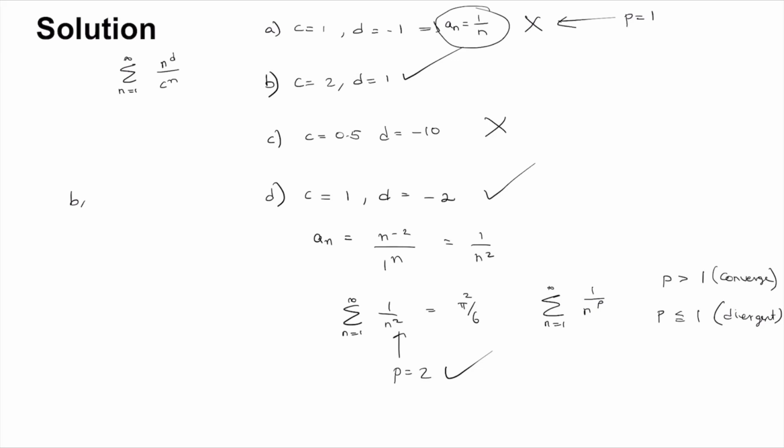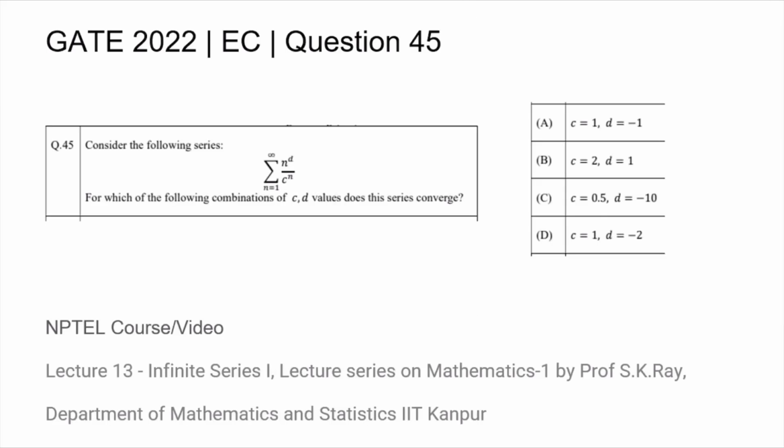So the answers are B and D will converge, A and C will diverge. The correct options are B and D.